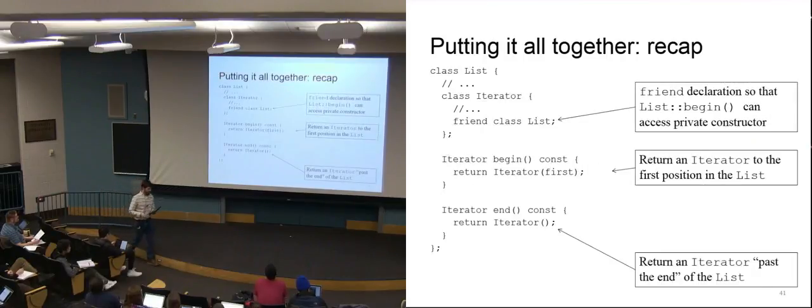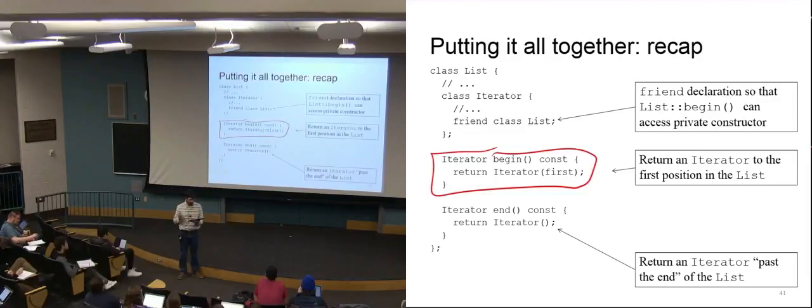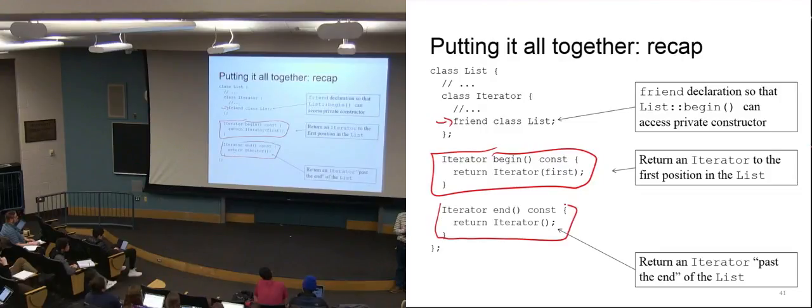But oh no, the list is supposed to use it in the begin function, but it's private. So the iterator will say, no, it's cool. You can be my friend, and that means you can access my private member variables. Friendship is something that's given, not taken. So the friend goes inside of the iterator. The end function, remember this is inside a list, is a default iterator past the end.